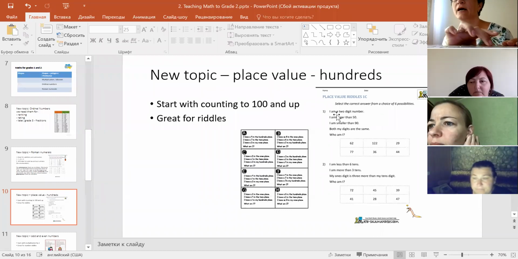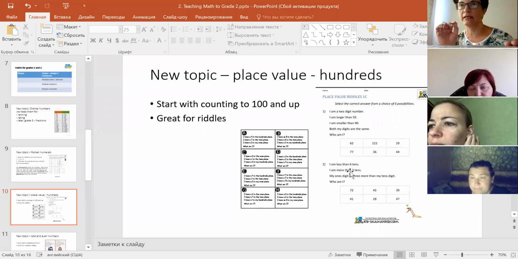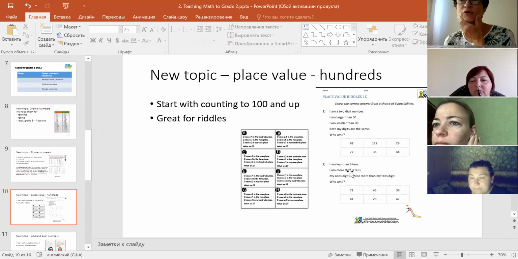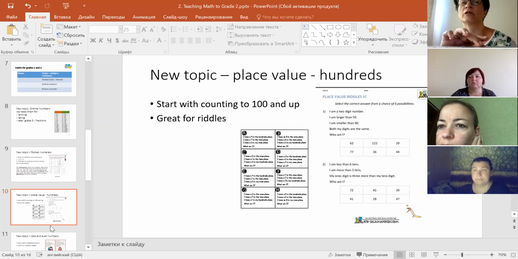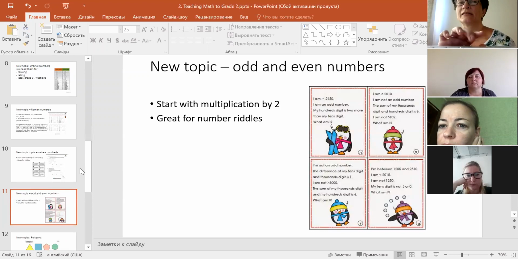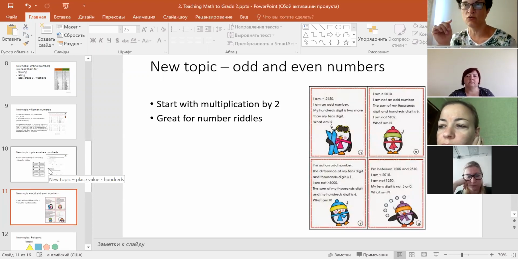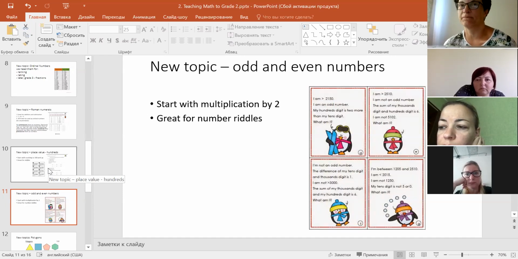These riddles are very numerous online, and I will ask you to find more and to use them, because in these riddles we really can connect so many topics. We can think of place value, we can think of digits, larger, smaller, and so on. These riddles are also made better, or enlarged, with odd and even numbers.